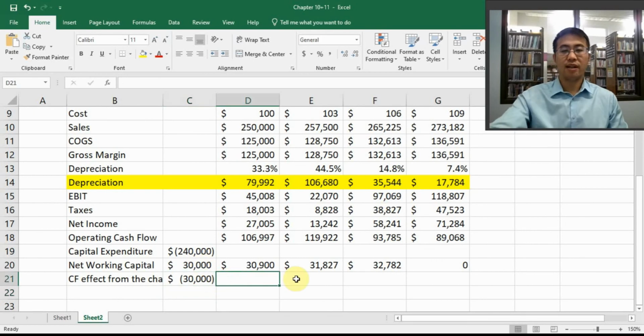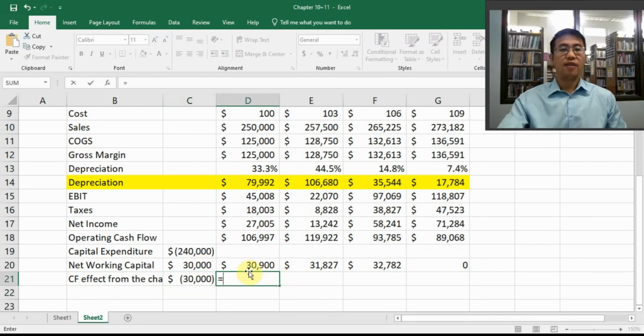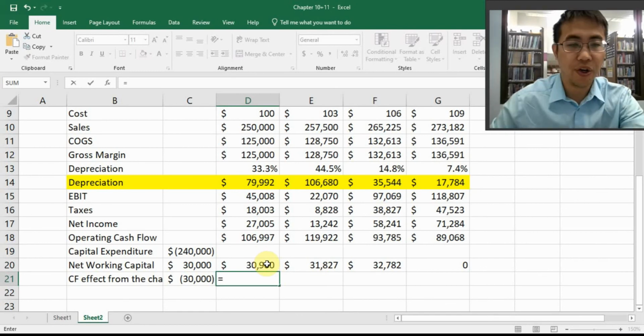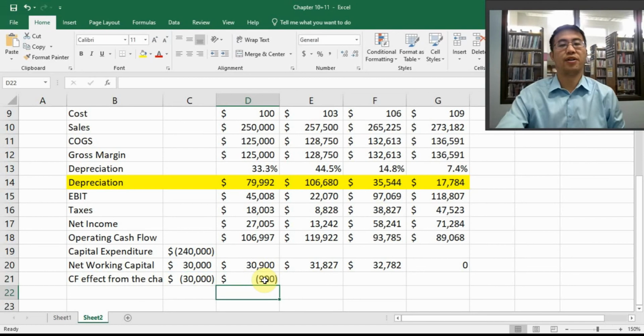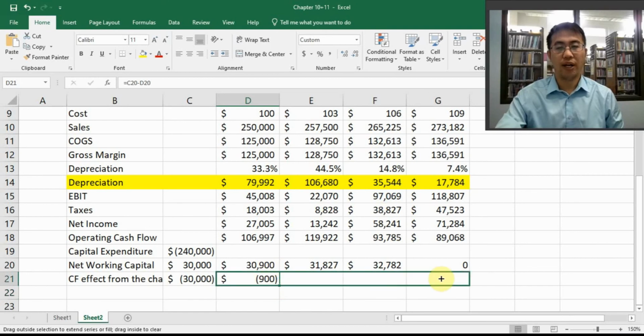And then in the next year, I made more sales. Then I will need a larger inventory, and my inventory increases from last year's level. That's going to require me to spend more cash for the incremental amount of inventory. So how much cash do I spend? I spend $900, and that $900 comes from 30,900 minus 30,000. So I spent another $900 to build up the inventory from 30,000 to 30,900, and then I can just drag it all the way.